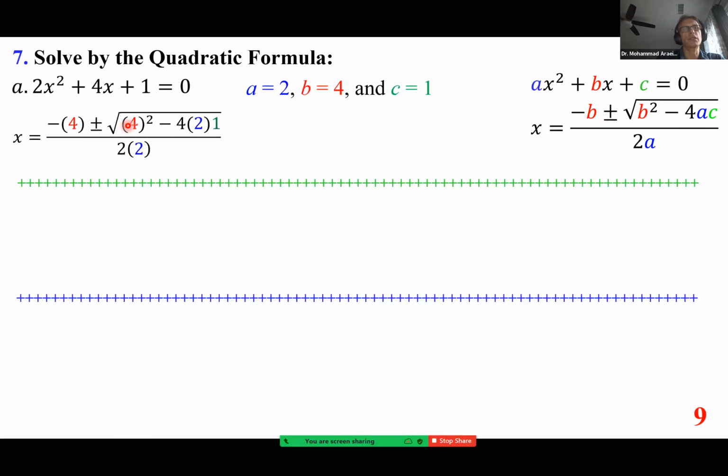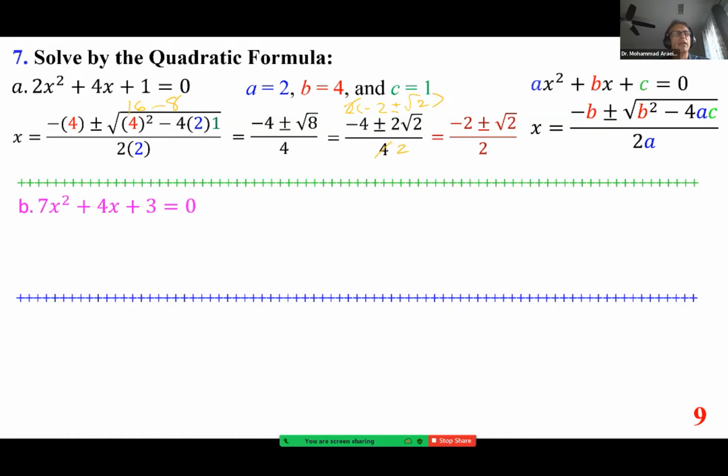So this is 16 minus 8, which gives you 8, and that changes to 2 square root of 2. It's important to take the common factor of 2 out. And we have the answer.